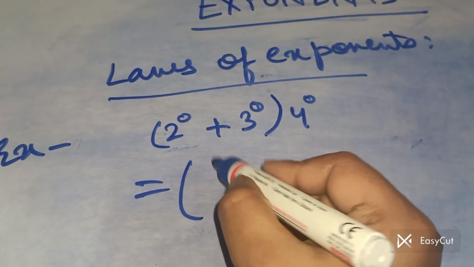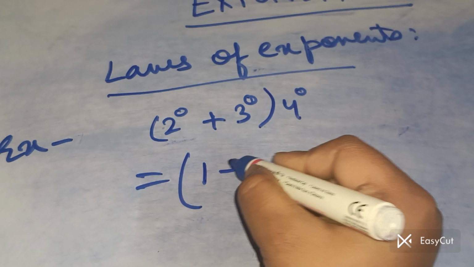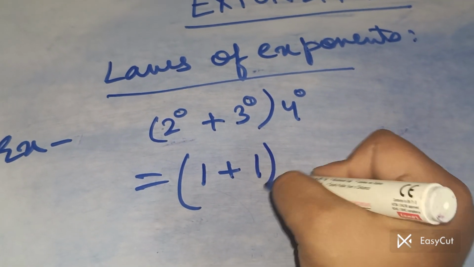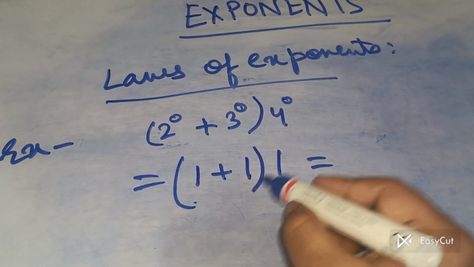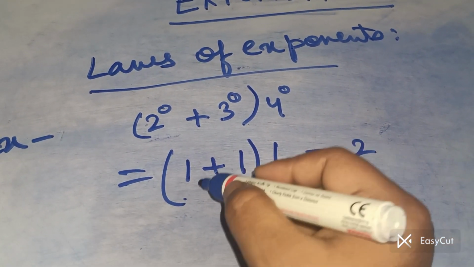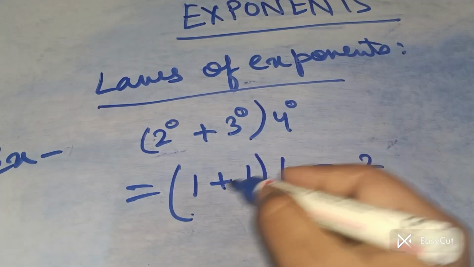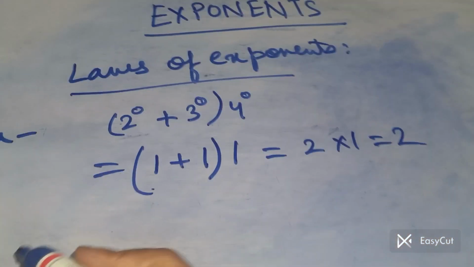So 2 to the power 0, anything to the power 0, as I said earlier, from the rule it is 1. Then 3 to the power 0 is also 1. 4 to the power 0 is also 1. So 1 plus 1 is 2. Always calculate inside the bracket first. So 1 plus 1 is 2 into 1, that is 2. This is the answer.